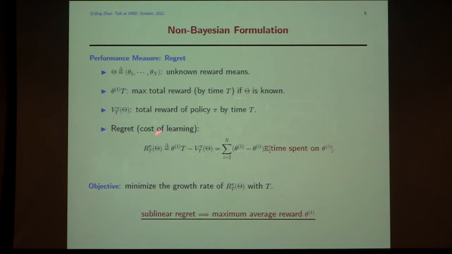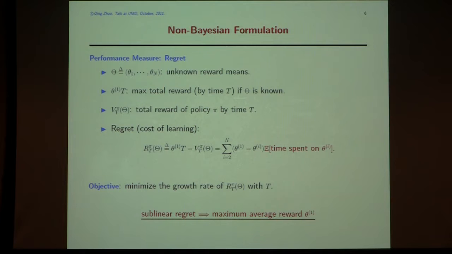So from this we can see that if we want to improve our learning ability, or we want a policy with small regret, essentially we need to minimize the amount of time we're spending on the bad arms, but without really knowing which one is the bad arm. So the essence of the problem is to spend as little time as possible on the bad arms, but at the same time have an accurate identification of the bad arms.